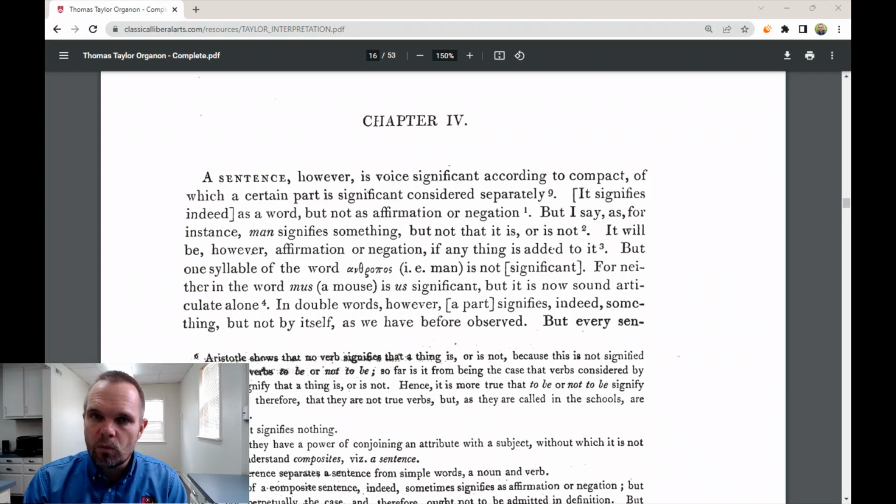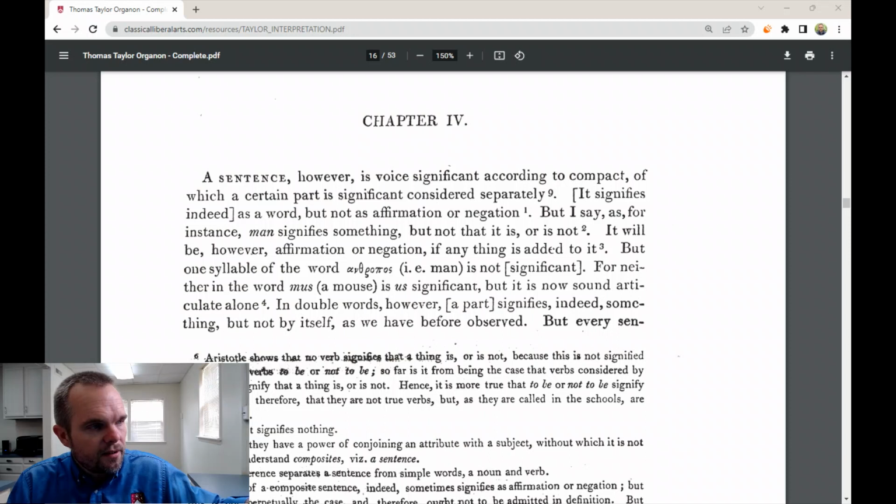This is not true of words. This is not true of a noun or of a verb, but it is true of a sentence. So the simple parts of speech are different from the compound speech because the compound speech is composed of simple parts that do signify by themselves, that are used to signify simple ideas by themselves. So we see how a sentence is like a noun and a verb, and we see what distinguishes the sentence from the noun and the verb. They're similar in that a sentence, noun, and verb are all voice significant according to compact. And if you still don't understand what that means, go back and review those lessons. You've got to understand those lessons before we move forward.